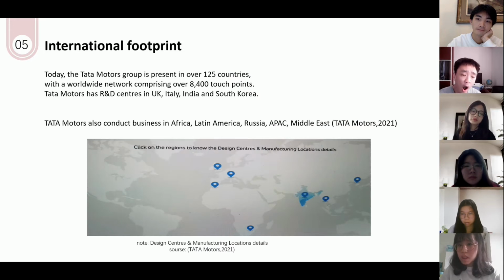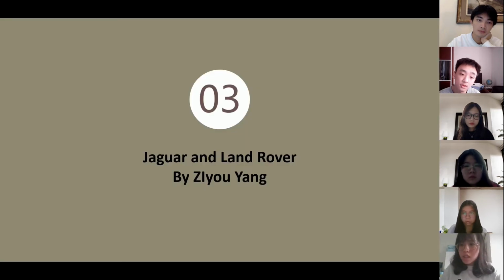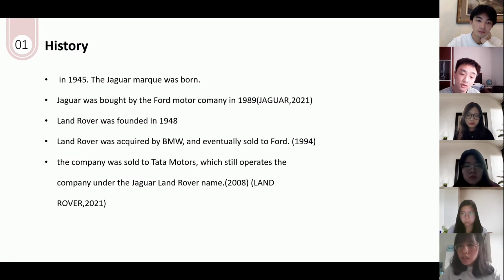Today, Tata Motors Group is present in over 125 countries. Tata Motors also conducts business in Africa, Latin America, Russia, APAC, and the Middle East. Here are the maps of its design centers and manufacturing locations. Next. Moving on to Jaguar and Land Rover. Jaguar and Land Rover are British car brands that were both bought by Ford Motors and acquired by the Tata Group in 2008. Next.